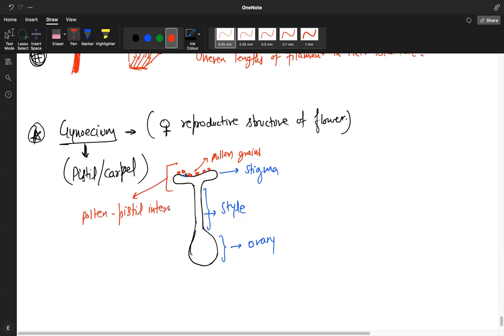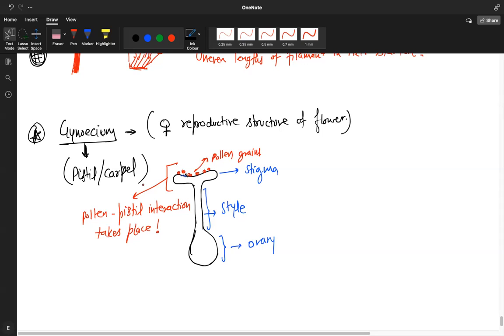What do we mean by pollen-pistil interaction? What is a pollen and what is a pistil? Pollen is the male gamete and pistil is the female Gynoecium. So can you think of a logical reason why this interaction is important? Yes, Iram. I'll give a guess. I think they stick together, the pollen. Every pollen can stick on every stigma. That's not a problem.